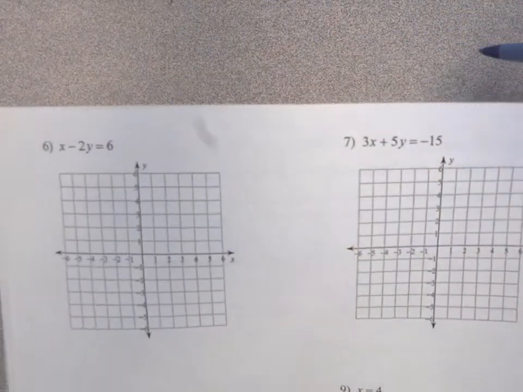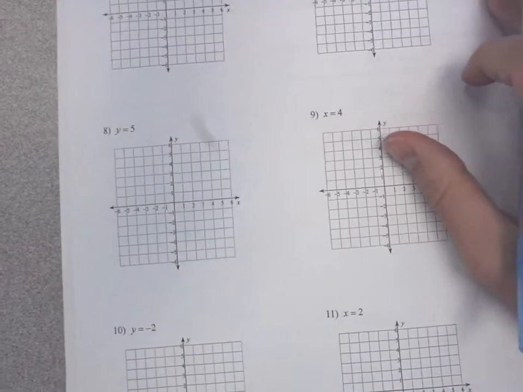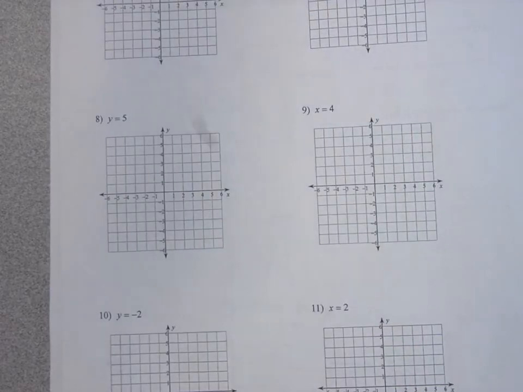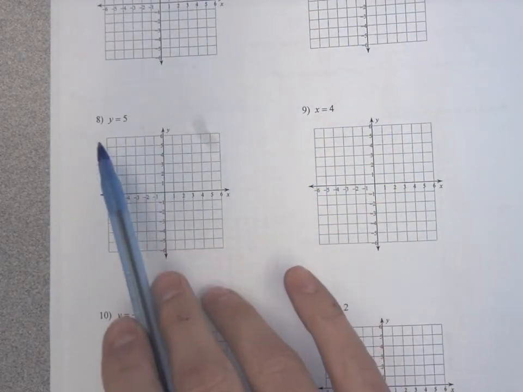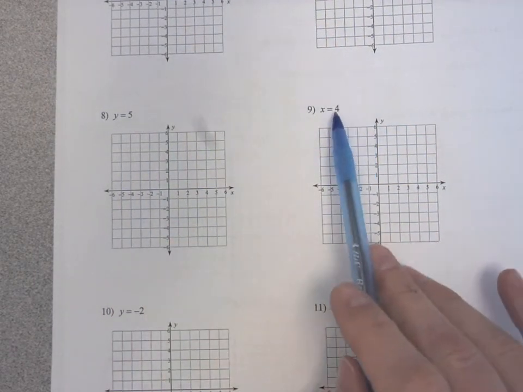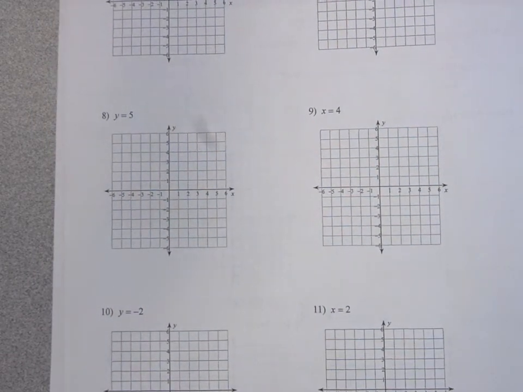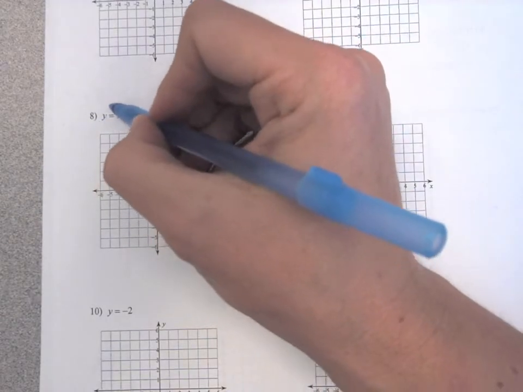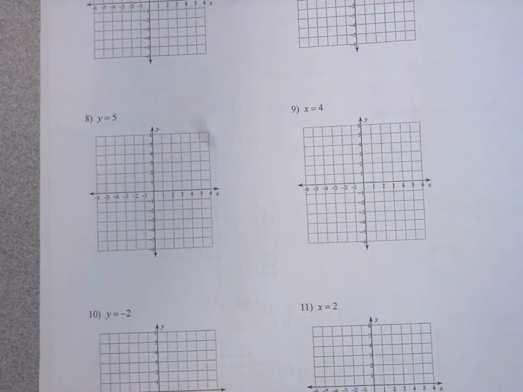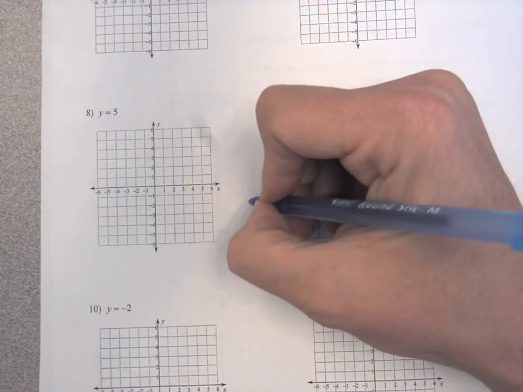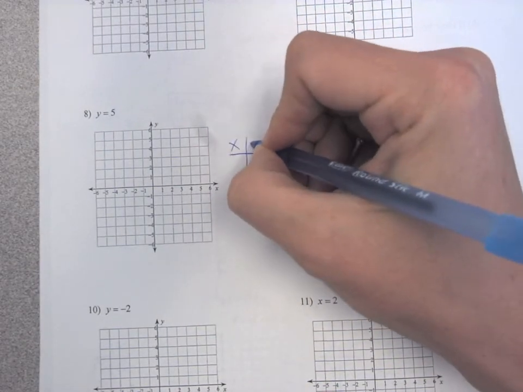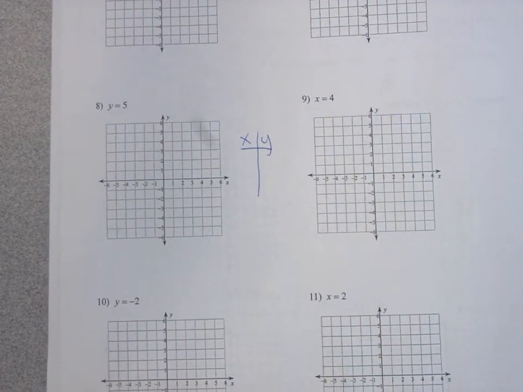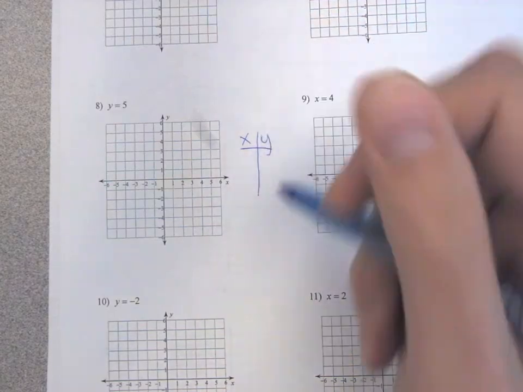All right, we're going to skip down a little bit and talk about horizontal and vertical lines. So we're looking at 8 and 9. Okay, so notice that on these, we only have one variable, right? This is y equals 5, this is x equals 4, which is a little bit strange. If we think about making a table, we could make a table here where all the y coordinates are equal to 5. So I'm going to make a table, x, y, right? We probably won't do this every time, but just to get an idea what this looks like, we'll make a table. So y is equal to 5.